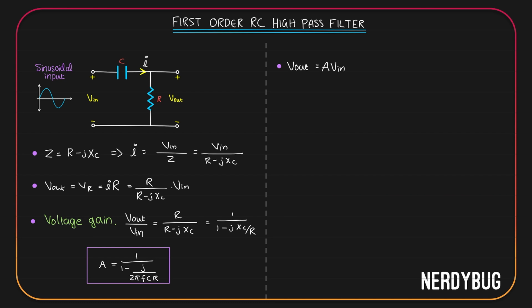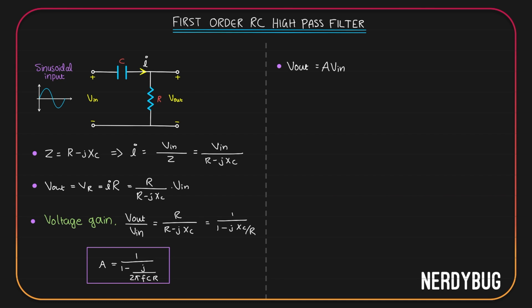Now, how much does the amplitude and phase change? Well, that depends on A, right? And what does A depend on? A depends on F, C, and R. But R and C are fixed. They are the capacitance and resistance in the circuit. F is the frequency of the input signal. So we can say gain depends on the frequency of the input signal. So how much does the amplitude and phase change? That depends on the frequency of the input itself.